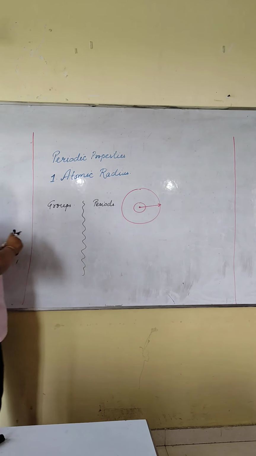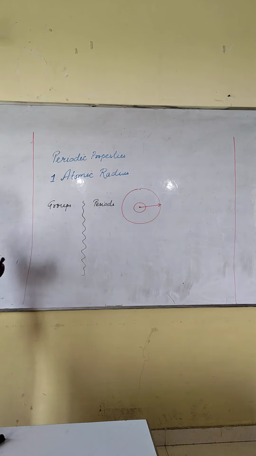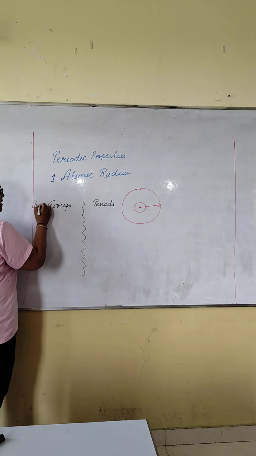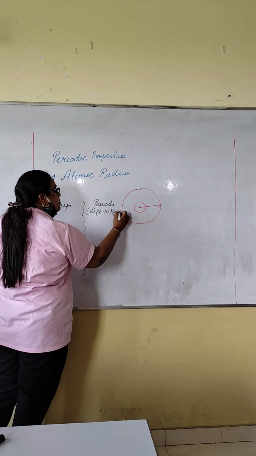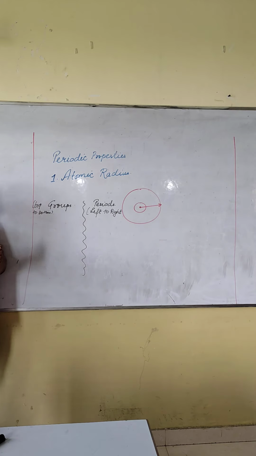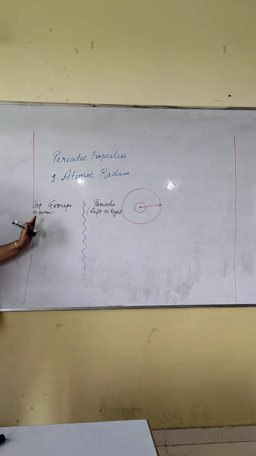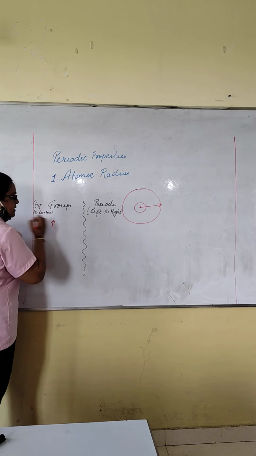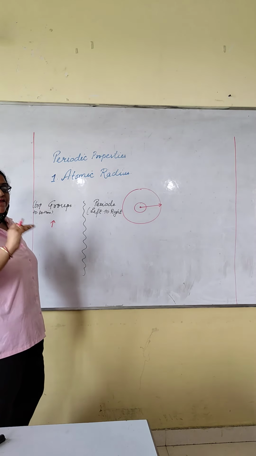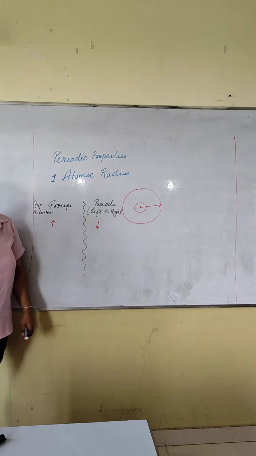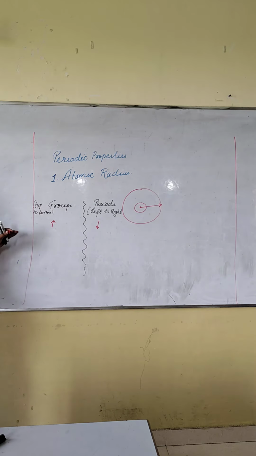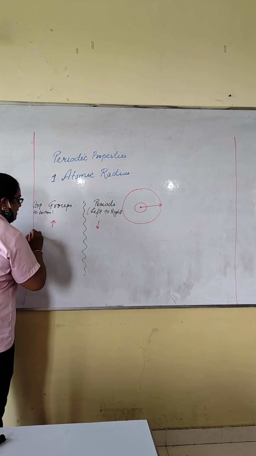What is the trend of atomic radii along the group and period? Group means top to bottom and period means left to right. If we are moving from top to bottom in our periodic table, then atomic size will increase. And if we are moving from left to right in our periodic table, atomic size gets decreased. You should remember this. Now, what is the reason why atomic size gets decreased?